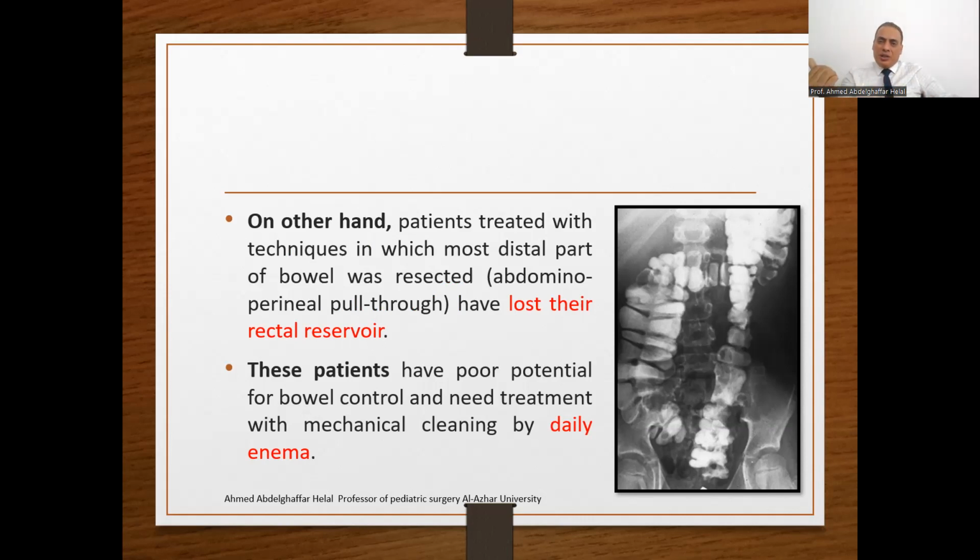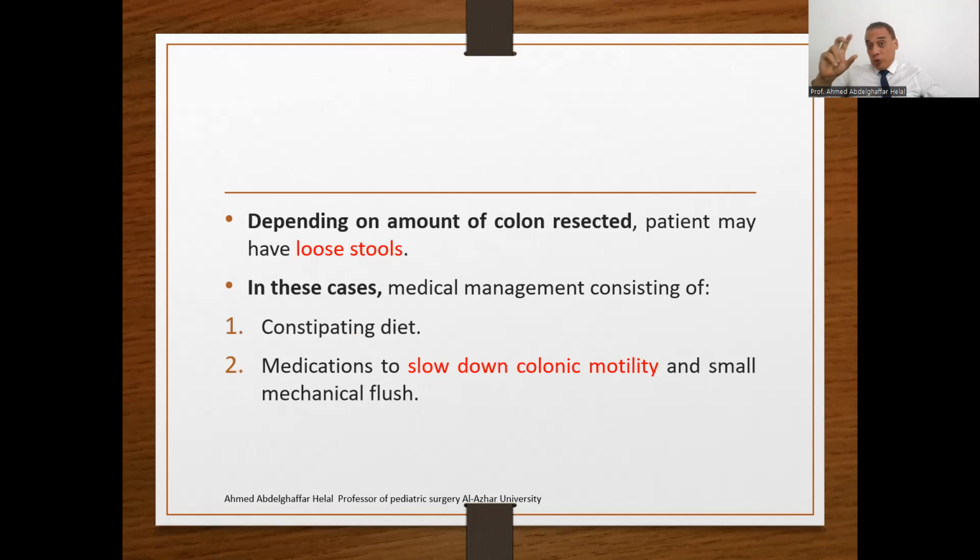So at the early part of the lecture, we discussed that babies with a low anorectal malformation may present with severe constipation. This is explained by the presence of the rectal reservoir. This dilated megarectum has normal ganglia but behaves like a hypomotile one. Depending on the amount of the colon resected, the patient may have loose stool. In such cases, medical management, a constipating diet, and medication to slow down colonic motility with a small mechanical flush may be indicated or required.